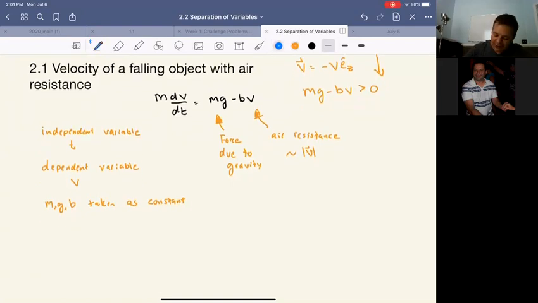So now, m dv divided by mg minus bv equals dt.